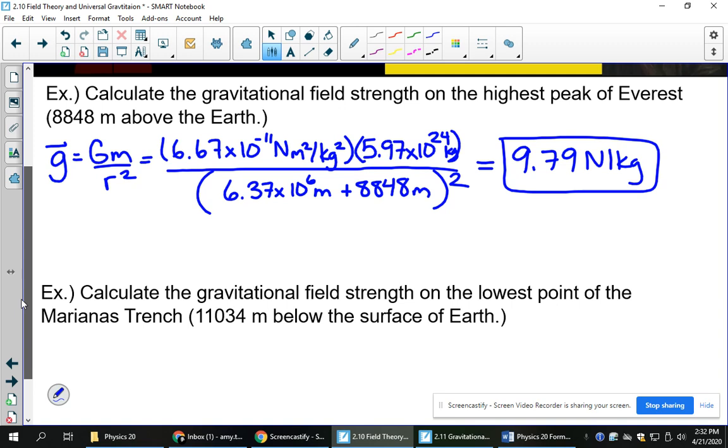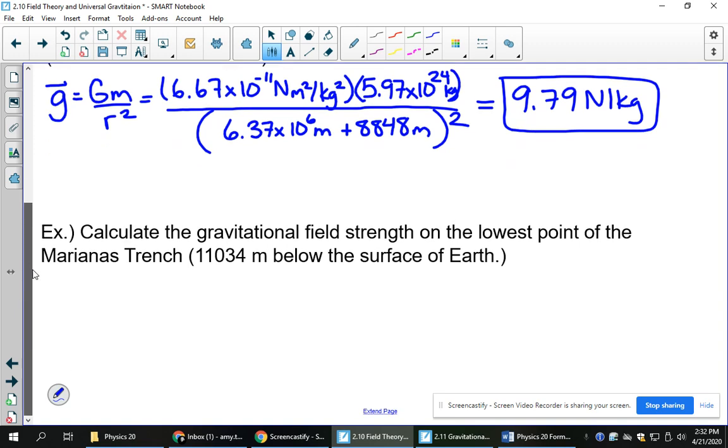Try pausing the video and doing the next one where we're actually at the lowest point on Earth, which is the bottom of the Marianas Trench, which is 11,034 meters below the surface of the Earth. This calculation is essentially exactly the same as above, but instead of adding the extra distance away from the sea level that you are, you're actually going to minus it. So all of the numbers on the top are the same.